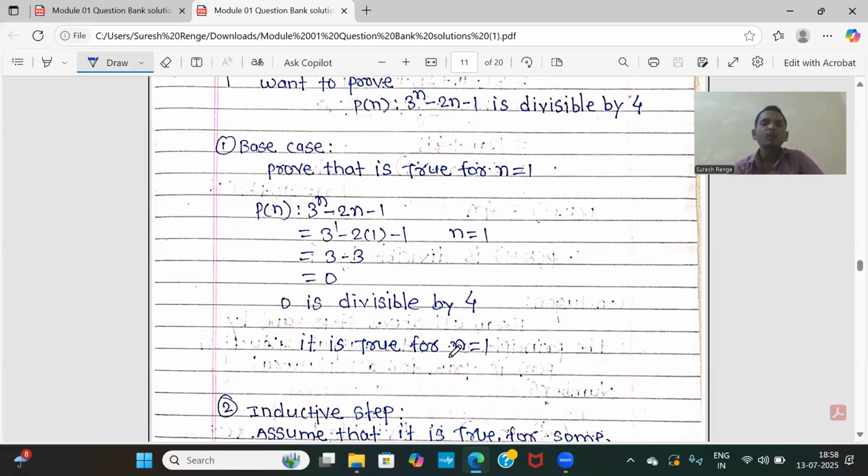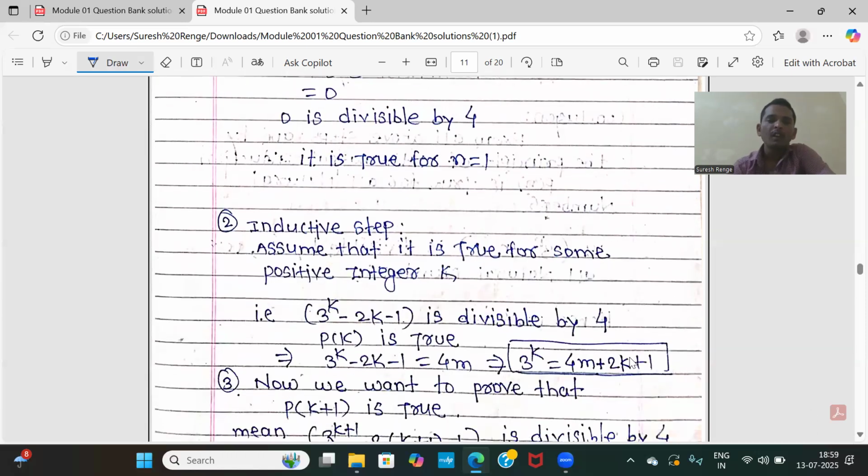Okay, it is true for n equal to 1. Now the next step is the inductive step. We are assuming that it is true for some positive integer, and let us consider that it is true for k, the first k integers.